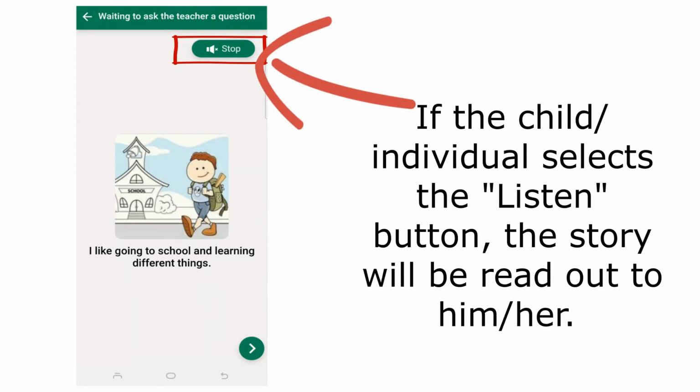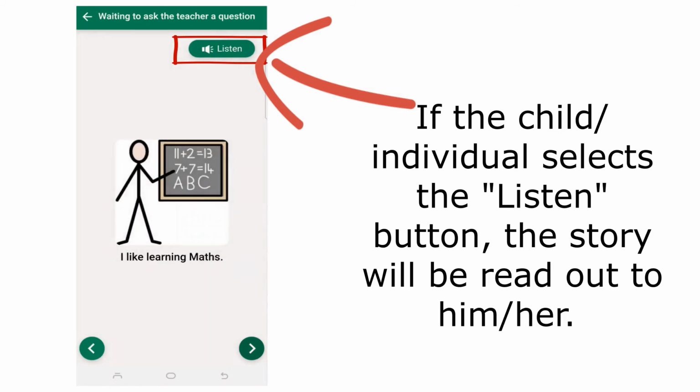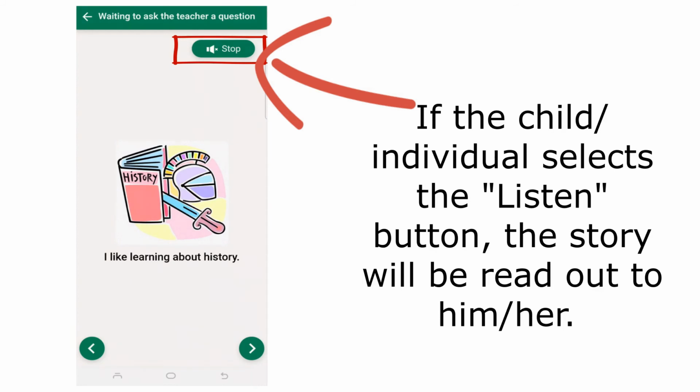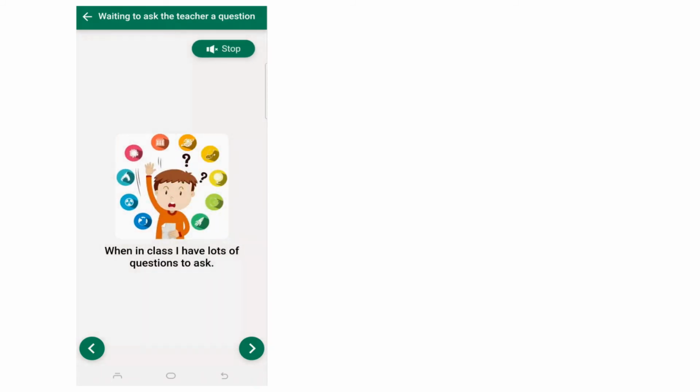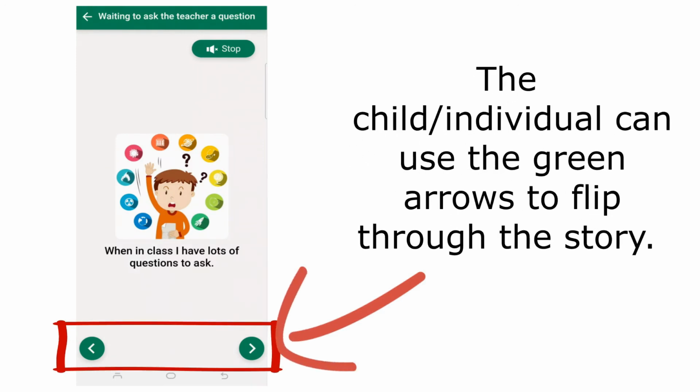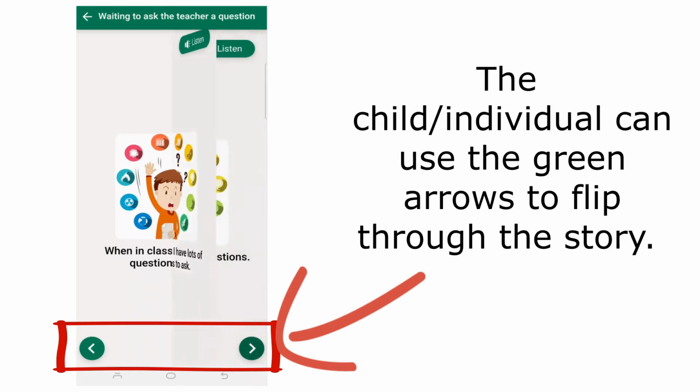I like going to school and learning different things. As you can hear, if the child selects the listen button, the story will be read out to him. I like learning maths. I like learning about history. I also like learning about geography. When in class, I have lots of questions to ask. As you can also see, the child can use the green arrows to navigate through the storybook.